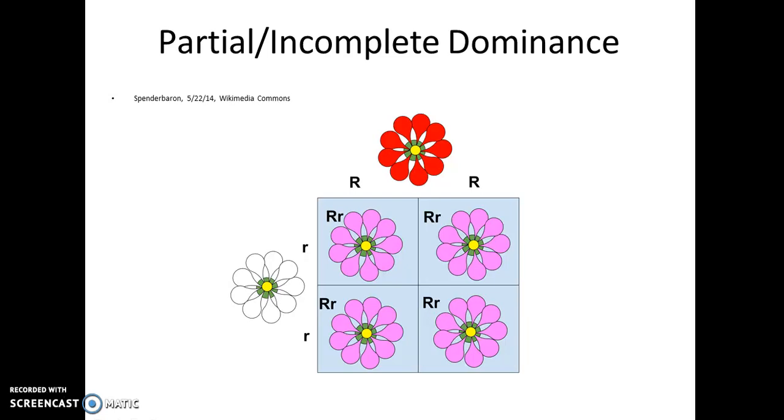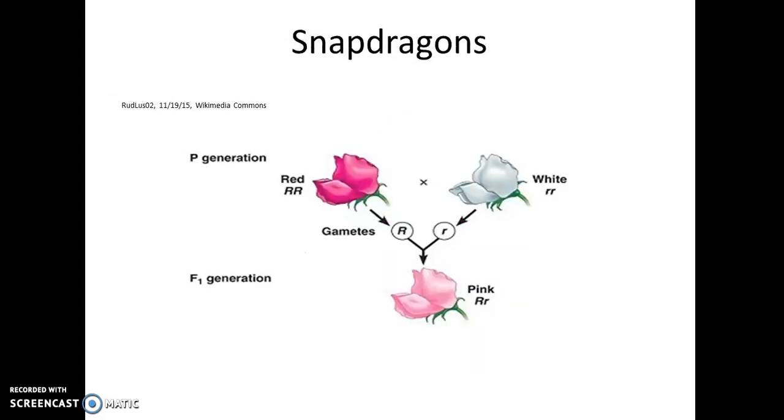Like in snapdragons. These aren't snapdragons, but if you pinch a snapdragon, it looks like it's opening its mouth. There's a snapdragon right there. You pinch the side of the snapdragon, right here and on the other side, and it unfolds. So we have red, white, and we end up with pink. Look at that, P generation, F1 generation. Red gives a big R, white gives a little r, big R, little r, heterozygote.